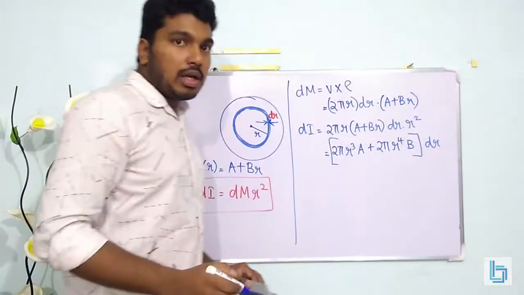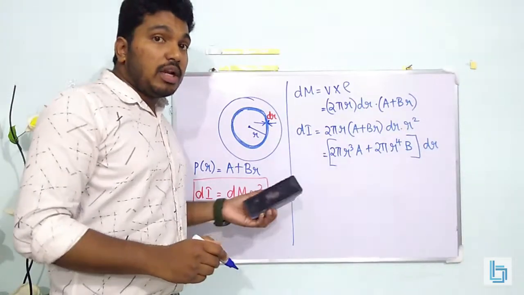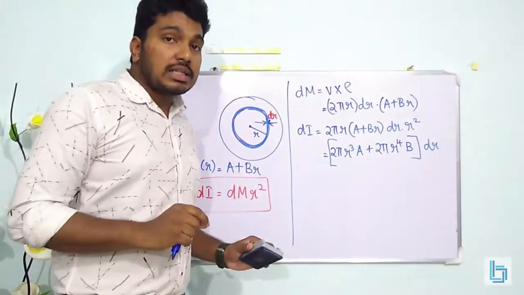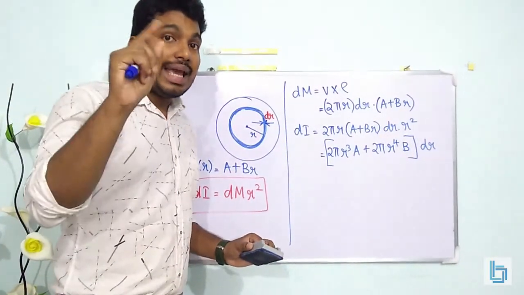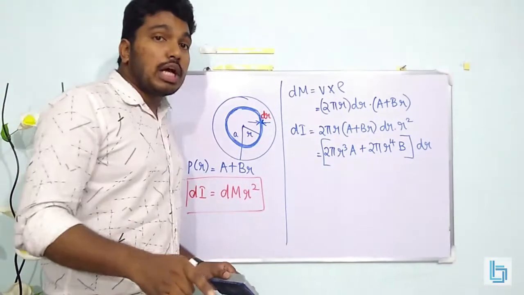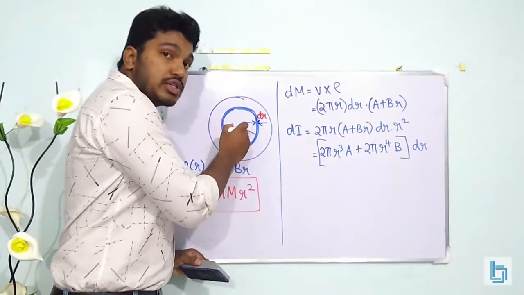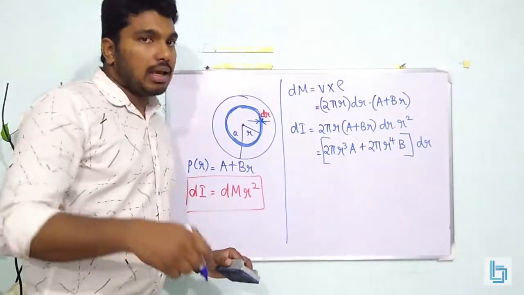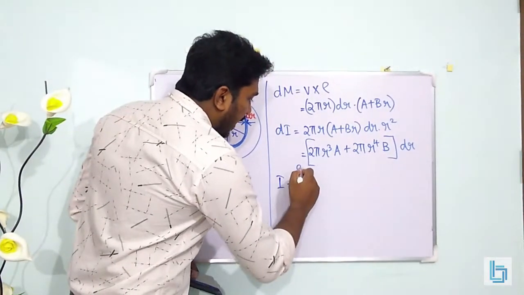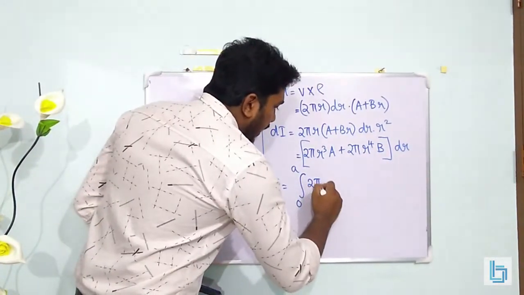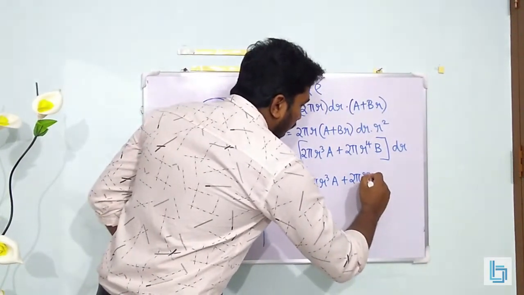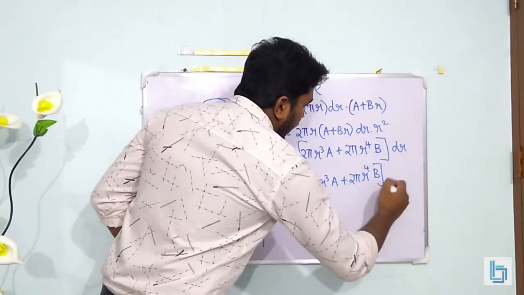Alright. Now we are supposed to find the moment of inertia taking into account the full disk. It is given in the question that the radius of the disk is small a. So the total radius of the disk is a. So we will now integrate from the center 0 to the radius a. So I is equal to the integral from 0 to a of 2π r cubed a plus 2π r raised to 4 b, dr.